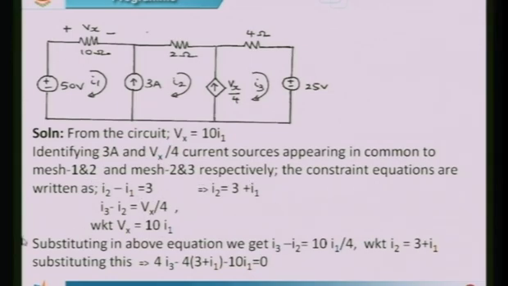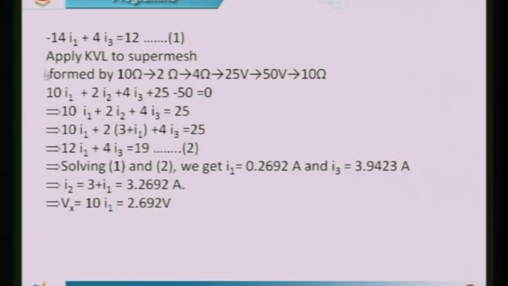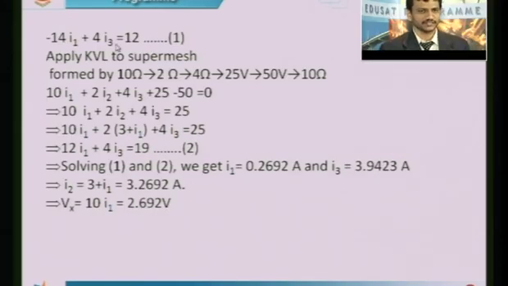The constraint equations are written as I2 minus I1 is equal to 3, implies I2 is 3 plus I1, then I3 minus I2 is equal to Vx by 4. This is something related to mesh 2 and mesh 3 current source. Then we know that Vx is equal to 10 I1, substitute this here to get finally this equation: minus 14 I1 plus 4 I3, which is equal to 12.